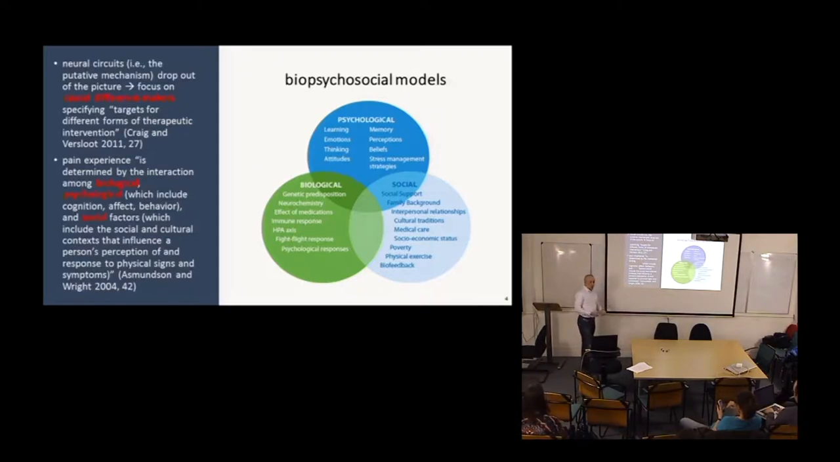Now, unfortunately, this kind of treatment has its own downsides. Morphine is addictive. Therefore, lots of people kept looking for alternatives to that. Some people are looking for pharmaceutical alternatives, and some people are looking for something like a psychological treatment. This would be the class of causal factors that are targeted by approaches such as cognitive behavior therapies. So what does this all entail? Well, this entails that pain experience is determined by the interaction among biological and psychological factors, and in psychological we include things like cognition, affect, behavior, as well as social factors, which include the social and the cultural context that influence a person's perception of pain in response to physical signs, or at least physical signs and symptoms.